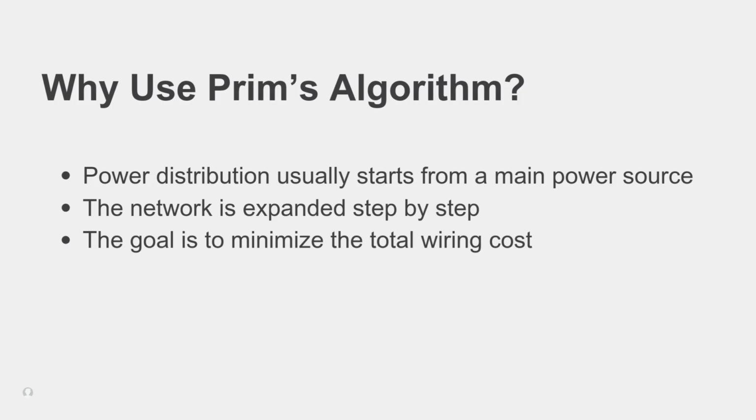In power distribution systems, electricity usually starts from the main power source, such as a substation. The network is then expanded step by step to supply power to different areas. During this process, it is important to reduce the total running costs because longer or unnecessary power lines increase construction and maintenance costs. Therefore, we need a method that can connect all power nodes with a minimum total cost. This is why Prim's algorithm is suitable for power distribution planning.